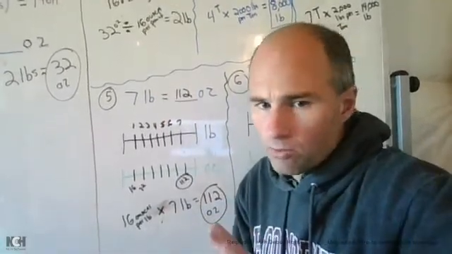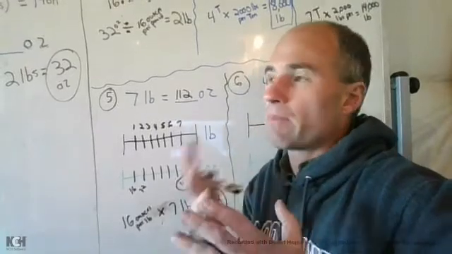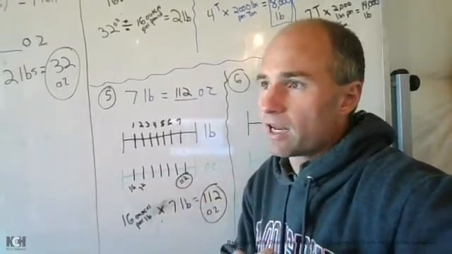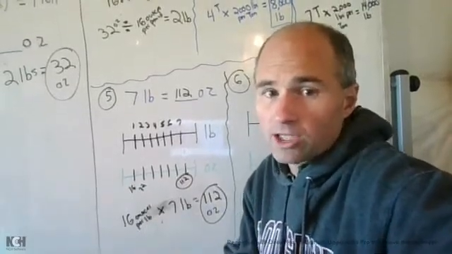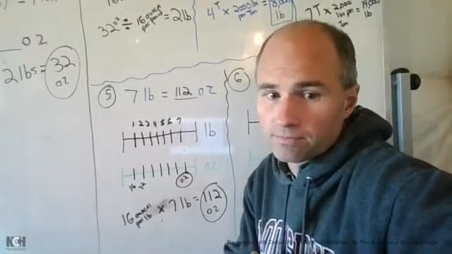So maybe you have a newborn brother or newborn sister, or know a family member that recently had a newborn that was around 7 pounds. Well, that child would be about 112 ounces.